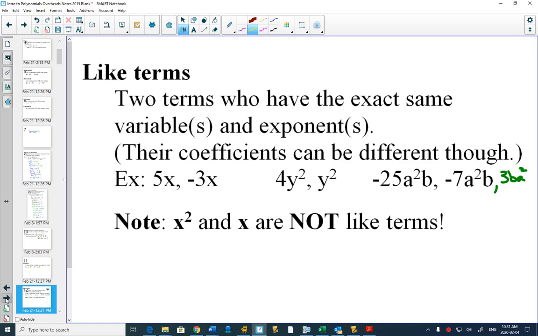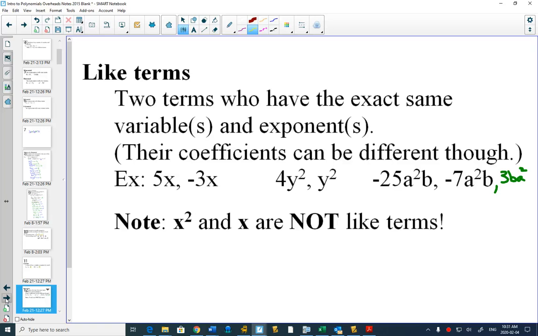So we say that like terms are when you're talking about the same things. The variable and the exponents are what describe the thing. The number in front, or the coefficient, is just how many you have. So here are some like terms. 5x and negative 3x are like terms because they both are x's. You have 5 of one, negative 3 of the other one.